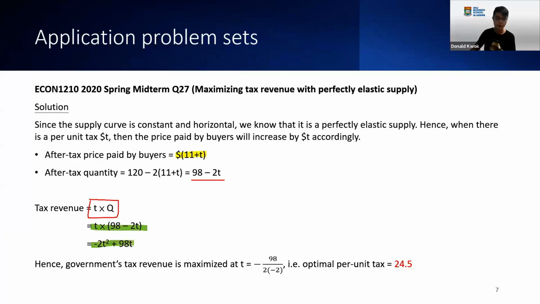And you expand this, we'll have the tax revenue equals negative 2T squared plus 98T. As we have just reviewed, the maximum point of the quadratic function occurs at negative b over 2a. So here, a is negative 2, whereas b is 98. So this is why the government's tax revenue is maximized at this point. The optimal per unit tax required is $24.5.